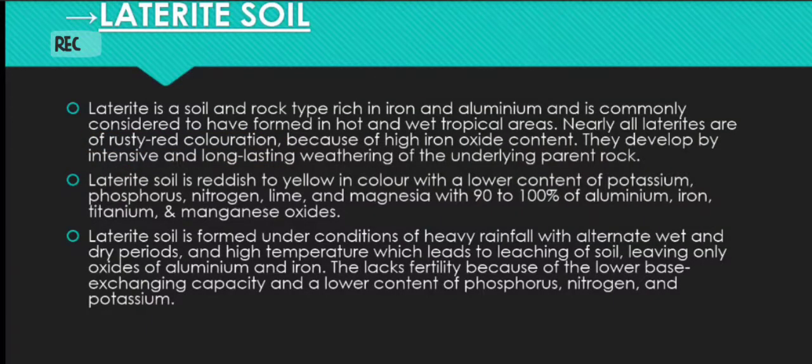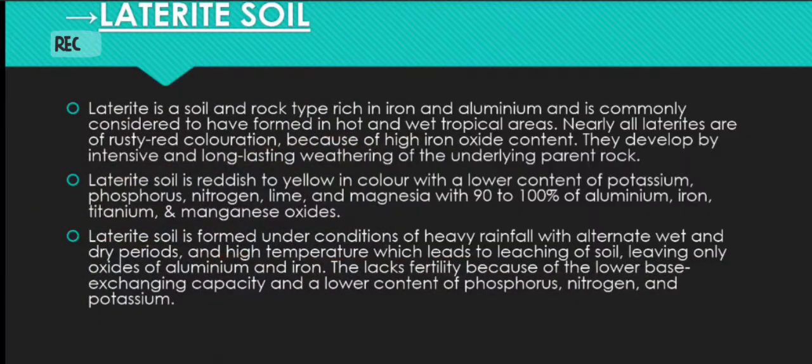Laterite soil is reddish to yellow in color with a lower content of potassium, phosphorus, nitrogen, lime and magnesia, with 90% to 100% of aluminium, iron, titanium and manganese oxides. Laterite soil is formed under conditions of heavy rainfall. It requires heavy rainfall with alternate wet and dry periods.